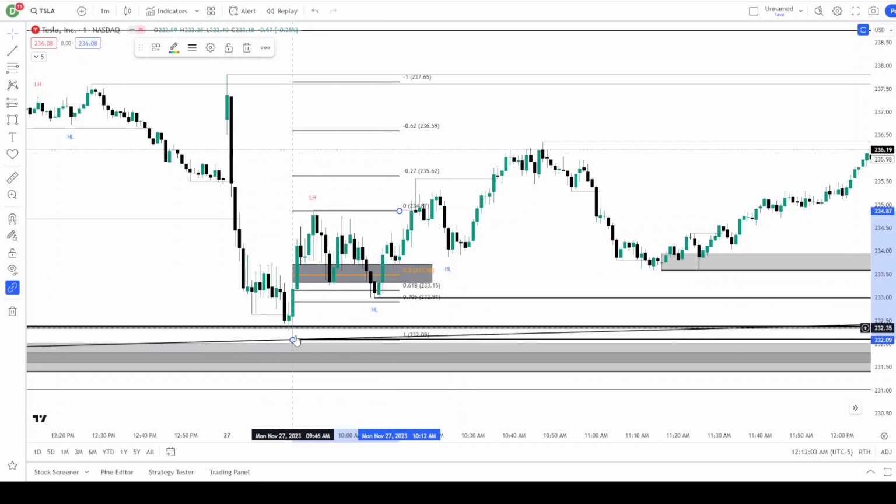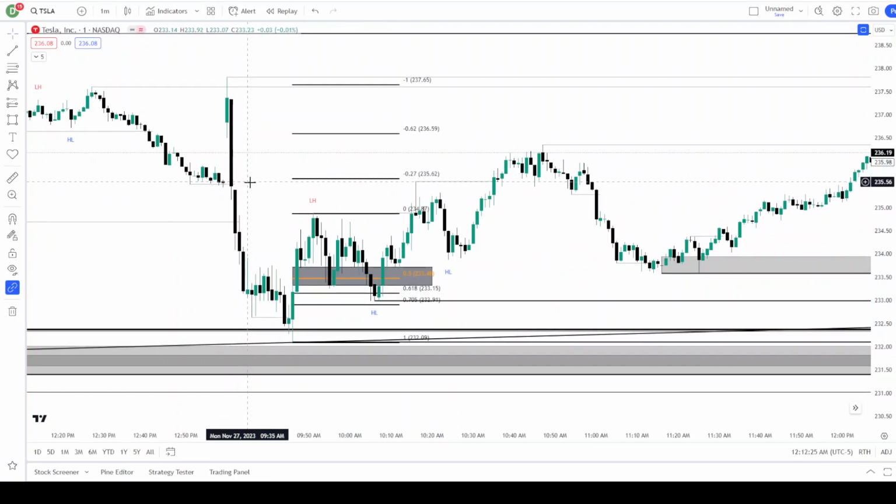So again, liquidity delivered on, displacement candle, fair value gap, back to optimal trade entry, and then we target previous high right here. So that would have been about a $2 run, which would have been a nice scalp. Now, you could have let it continue to go and see if you got more from it. And you could have targeted this fair value gap that's right here.